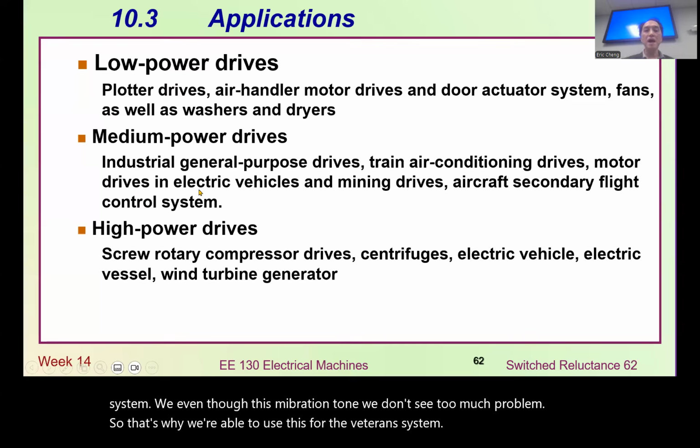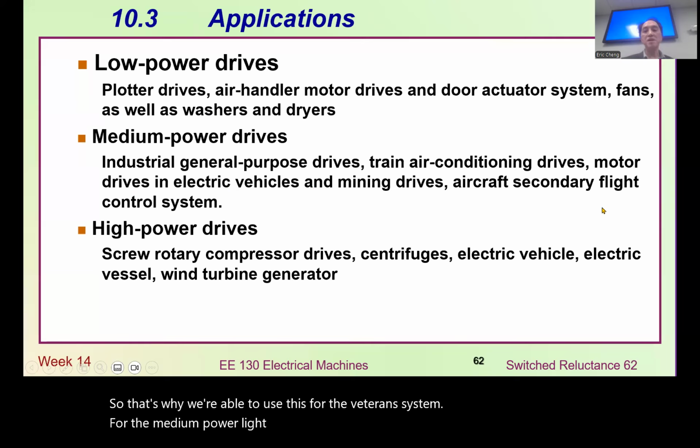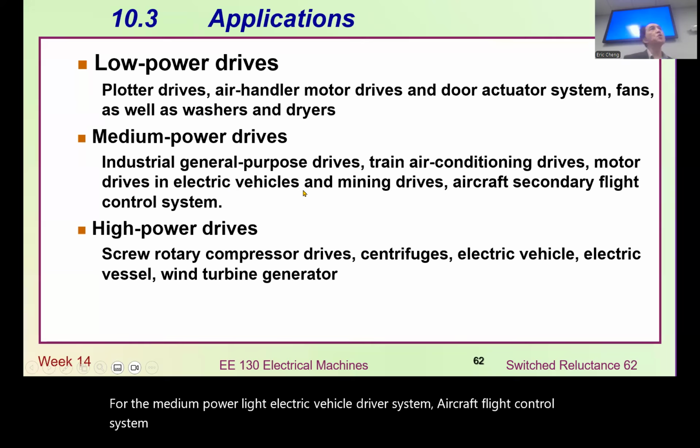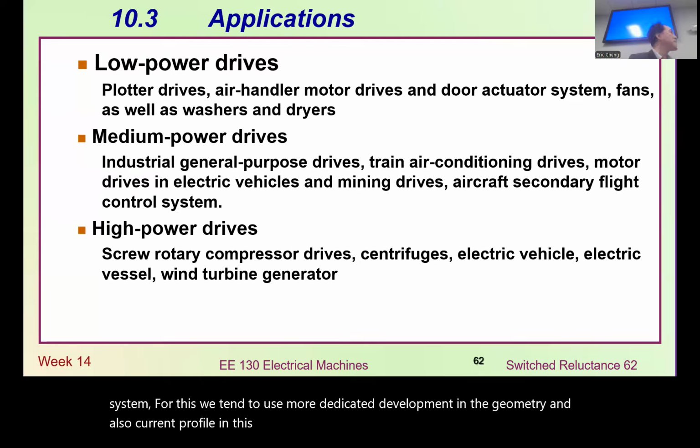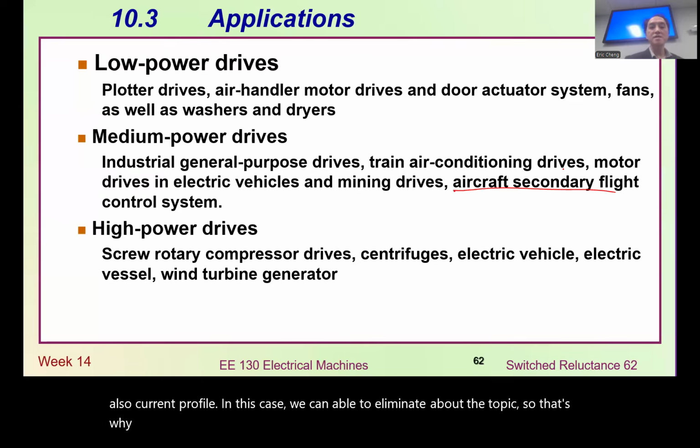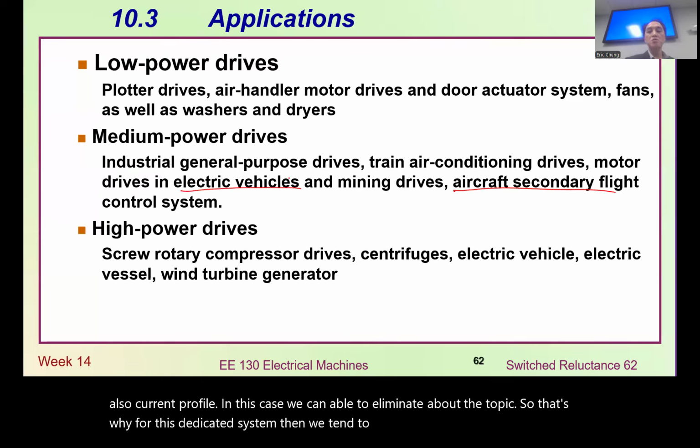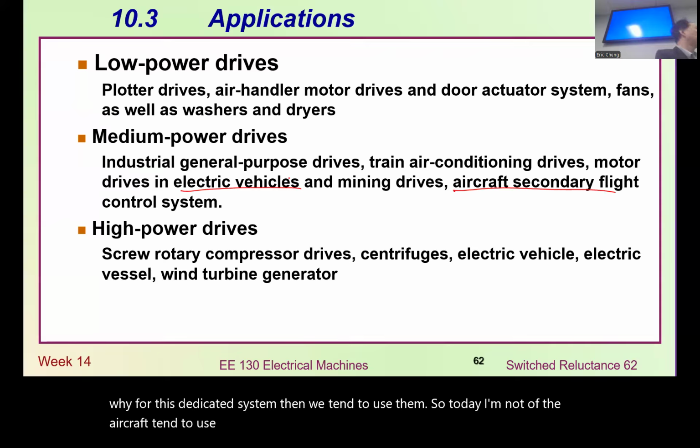For medium power, like electric vehicle drive systems and aircraft flight control systems, we tend to use more dedicated development of the geometry and also the current profile. In this case, we are able to eliminate the torque ripple. So that's why for these dedicated systems, we tend to use them. Today a lot of aircraft tend to use SRM because of fault tolerance, especially the secondary flight control system, which controls the wing movement.